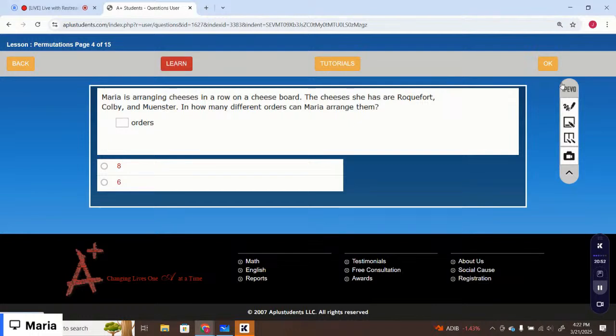Maria is arranging cheeses in a row on a cheese board. The cheeses she has are Roquefort, Colby, and Munster. In how many different orders can Maria arrange them? Option number two is the correct option.